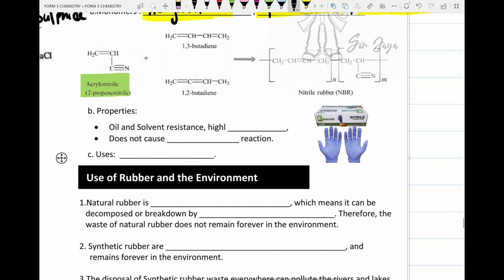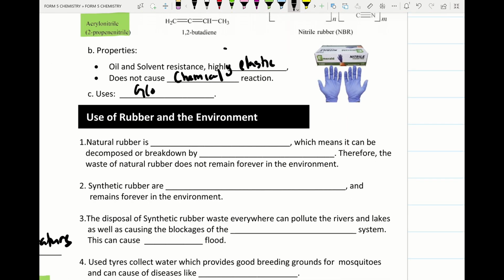Alright, so the properties of nitrile rubber. Nitrile rubber is oil and solvent resistant, it's highly elastic, and does not cause any chemical reaction. The use of nitrile rubber is to make gloves.